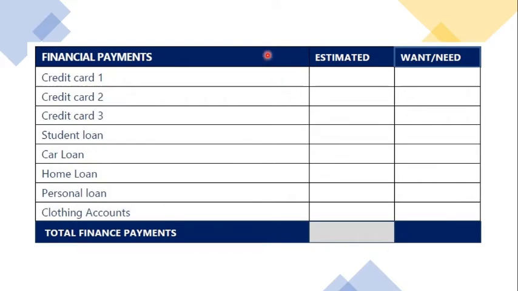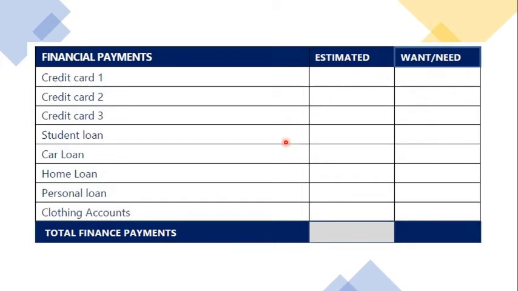Financial payments. Now, I hope you don't have 3 credit cards, but we're going to only talk about credit card 1. Now, notice estimated. How much do you think you pay? And the column for want and need. Remember that a want is something I desire. A need is something I cannot live without. So you're going to complete a want or a need column here for me.